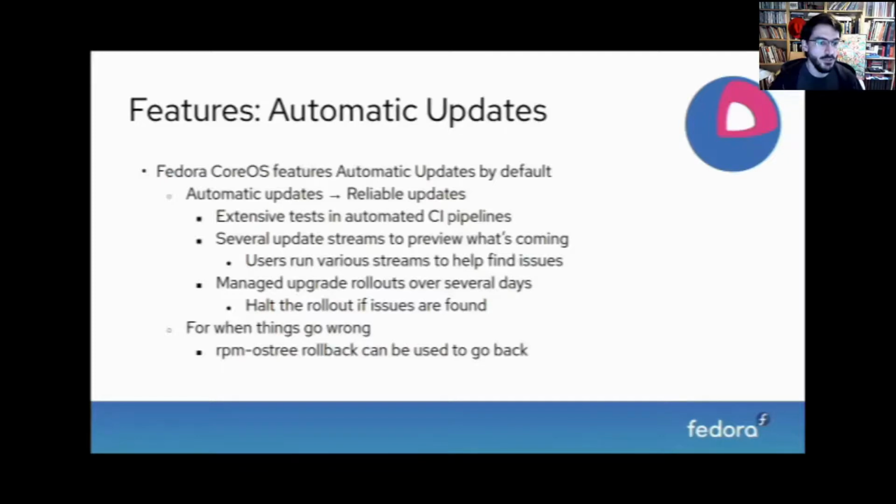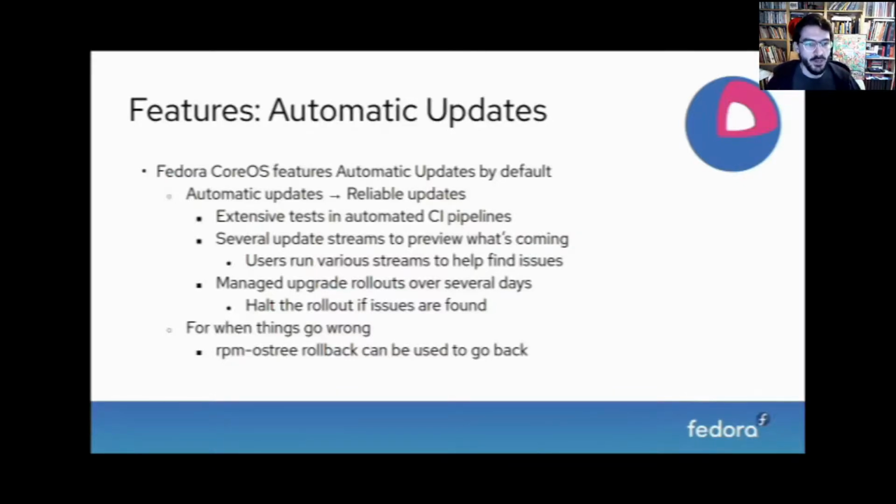So you can manage the update rollout across a cluster, for example, if you have a lot of systems. And if for whatever reason we miss something or something very specific broke, you can always roll back, because with rpm-ostree, you can roll back to the previous version.